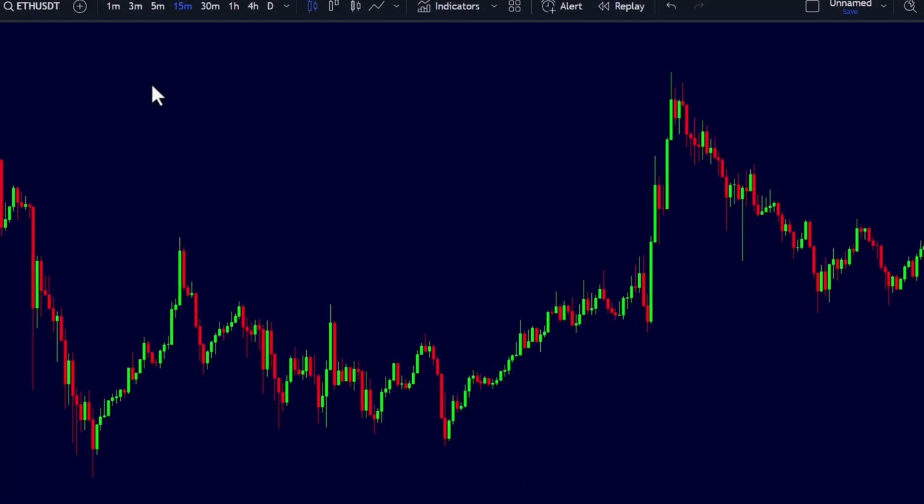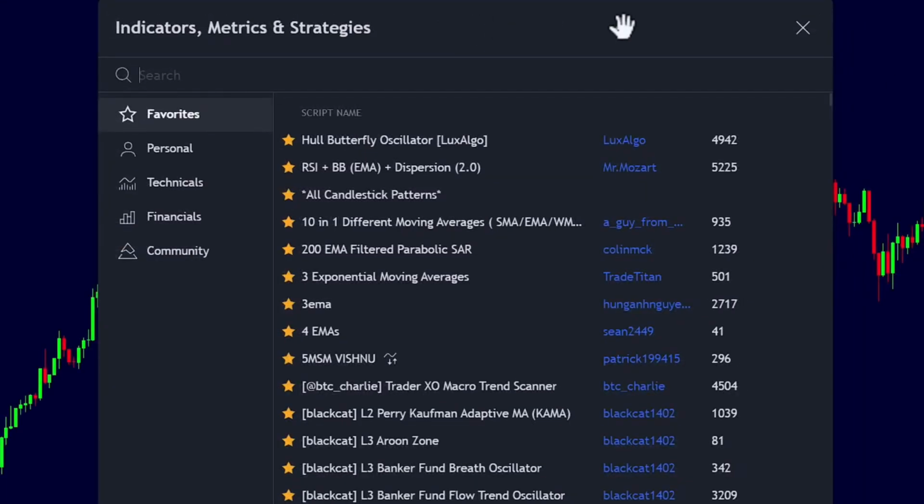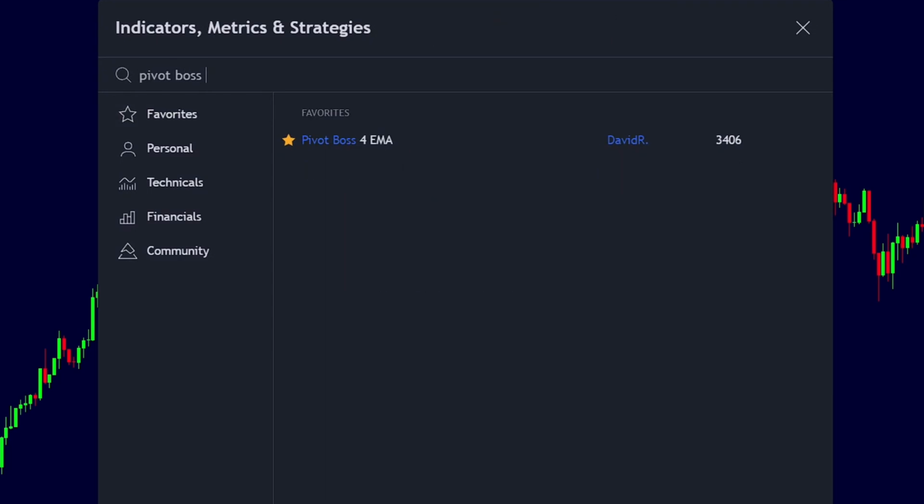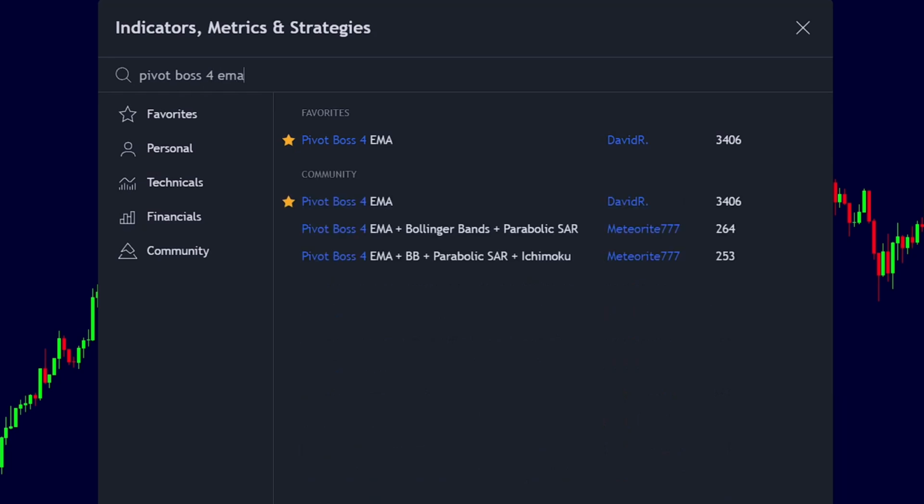First, head over to TradingView and choose any chart you'd like. This strategy works across all markets, whether it's Forex, crypto, or stocks. You can also select any time frame, but I recommend using either the 5-minute or 15-minute time frame for optimal results. Next, go to the indicators section on TradingView and search for the Pivot Boss 4 EMA indicator. This strategy revolves around the powerful functionality of this tool.